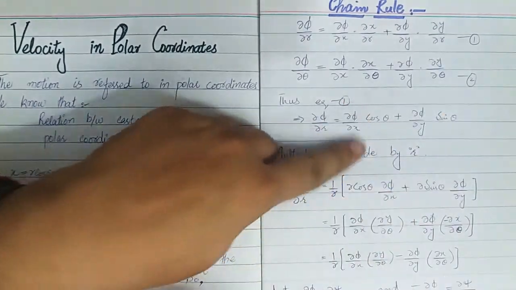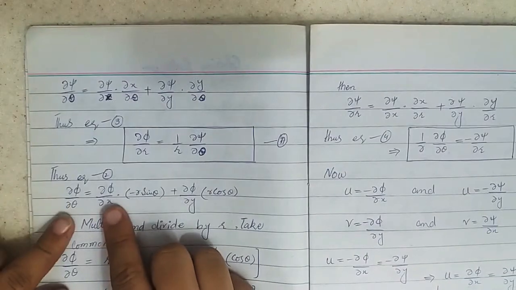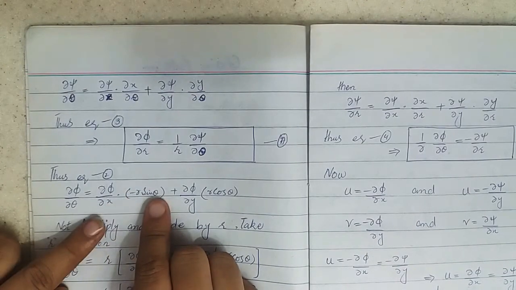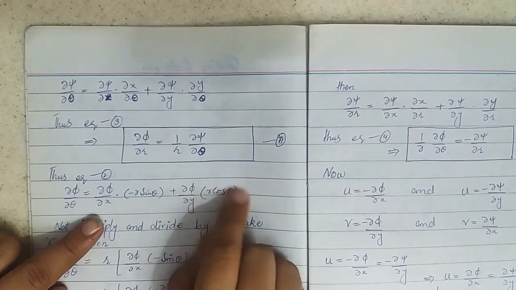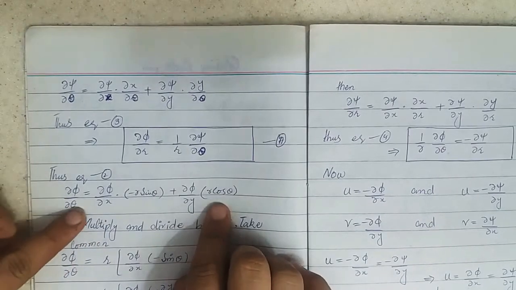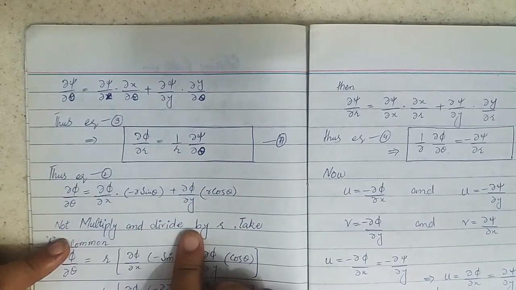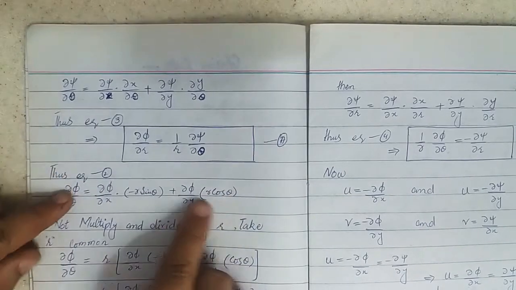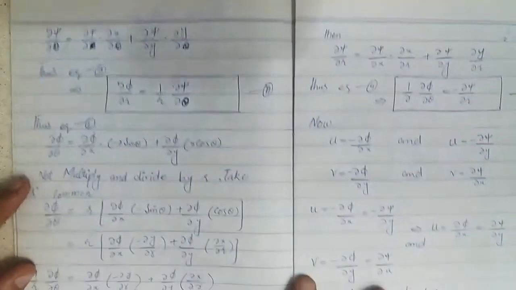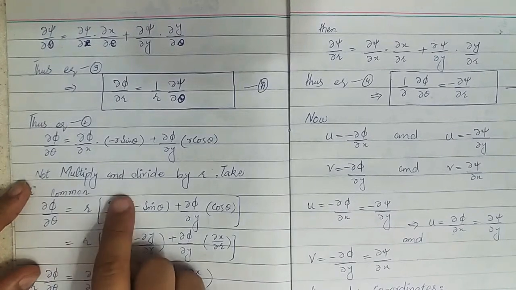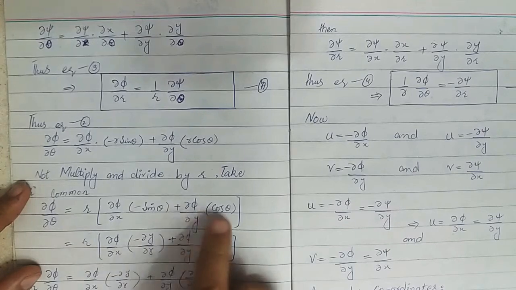When we substitute these two values into equation 2, we get partial phi by partial theta is equal to partial phi by partial x into minus r sin theta plus partial phi by partial y into r cos theta. In this equation, r already exists. Therefore, we will not multiply or divide by r. Rather, we will take r common from the right hand side. When we take r common from the right hand side, we get r into partial phi by partial x minus sin theta plus partial phi by partial y into cos theta.